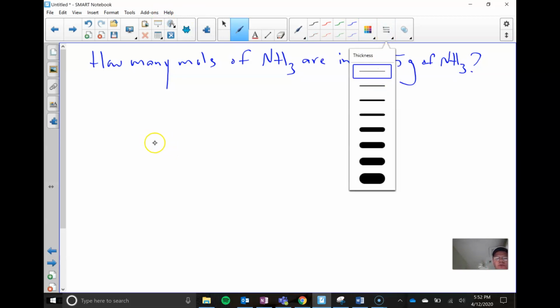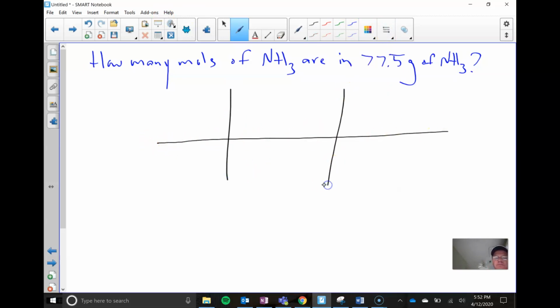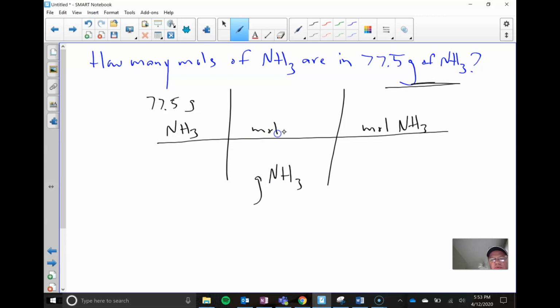Okay, so like always, we're going to start with our crossbar. I'm given this information, 77.5 grams of NH3. And this is ammonia, not ammonium. And I am asked to find moles of ammonia. Okay, so I'm going to place my units over here. I need to cancel grams of ammonia and move to moles of ammonia.